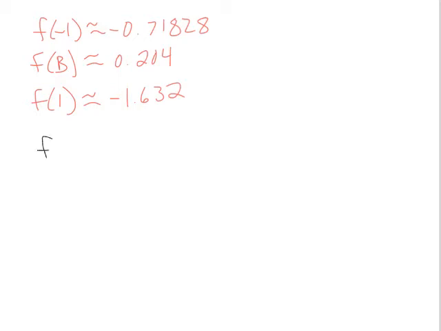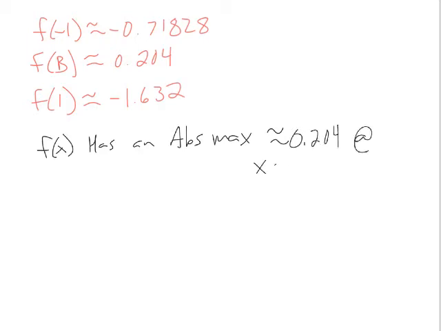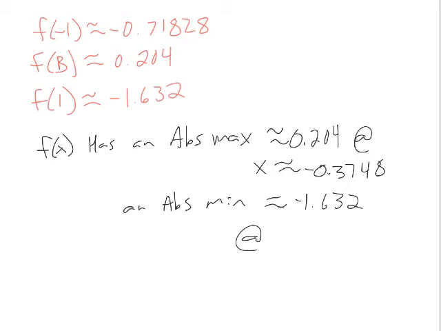So we draw our conclusion. f of x has an absolute max of approximately 0.204 at x approximately negative 0.3748, and an absolute min of approximately negative 1.632 at x equals 1.